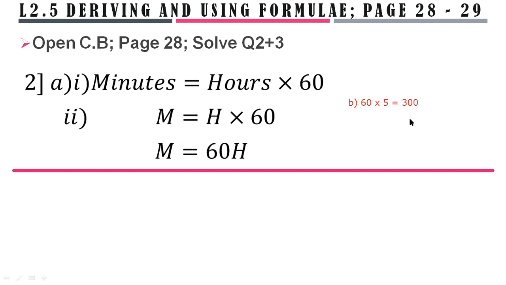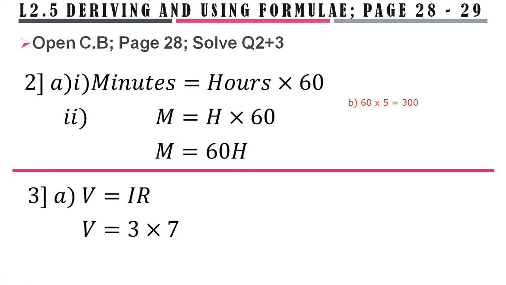3. Use the formula V equals IR to work out V when I equals 3 and R equals 7. Yes, so instead of V, what should you write? Sorry, instead of I, what should you write? V equals 3 times 7. Which is? 21. Excellent, Raya. But who hasn't answered today? Maryam.